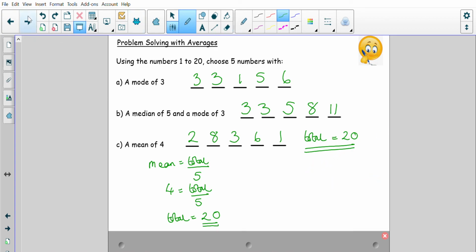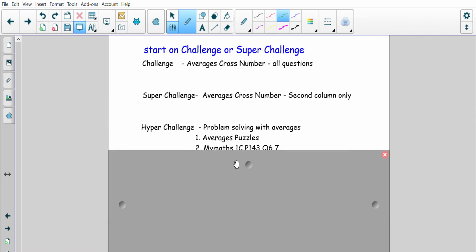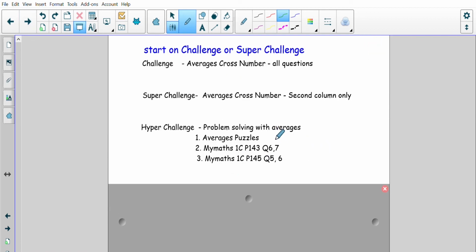So if you feel up to having a go at some averages problems, then you can go back and do the hyper challenge. You've got the averages puzzles sheet and then some questions on some different pages of your My Maths textbook.